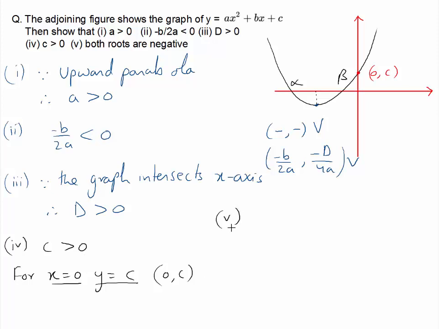Now the fifth part is show that both the roots are negative. Now we can see that alpha and beta both lie on the x-axis but on the left side of the y-axis. So therefore alpha and beta are both negative, which are the roots.